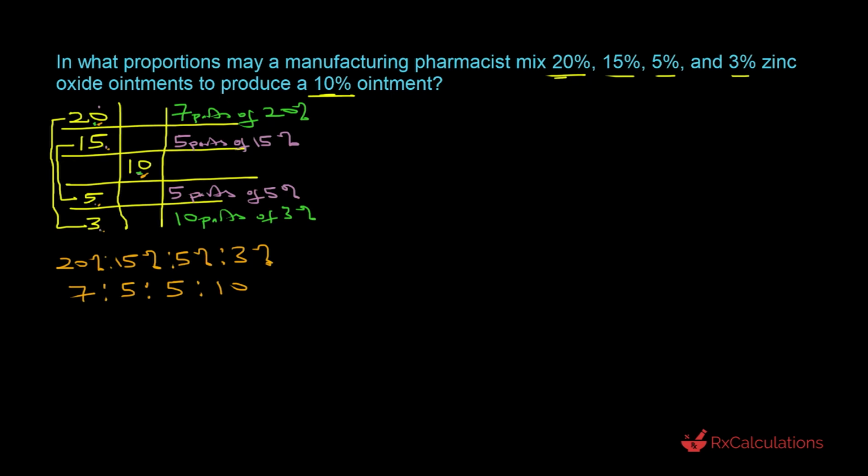Now, one way to extend the thought process here is to assume you have a total quantity. If you did have a total quantity of this ointment, then what you will need to do is add up all of these individual parts to give you the total parts.